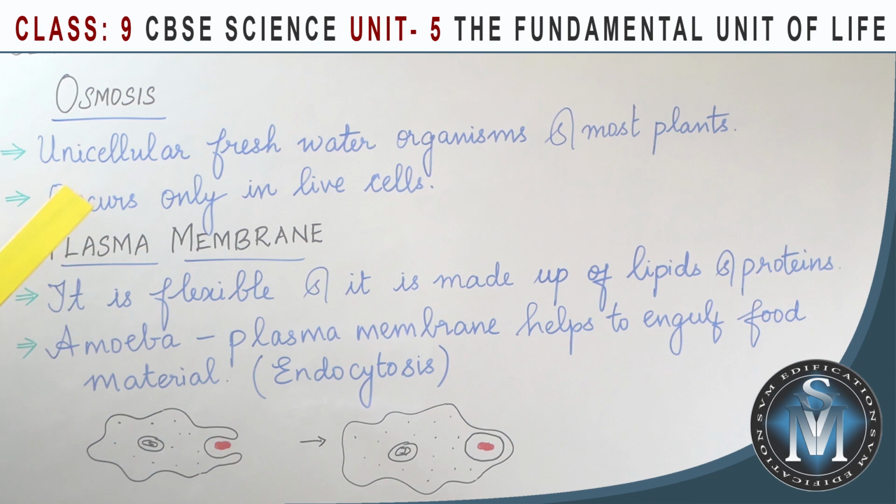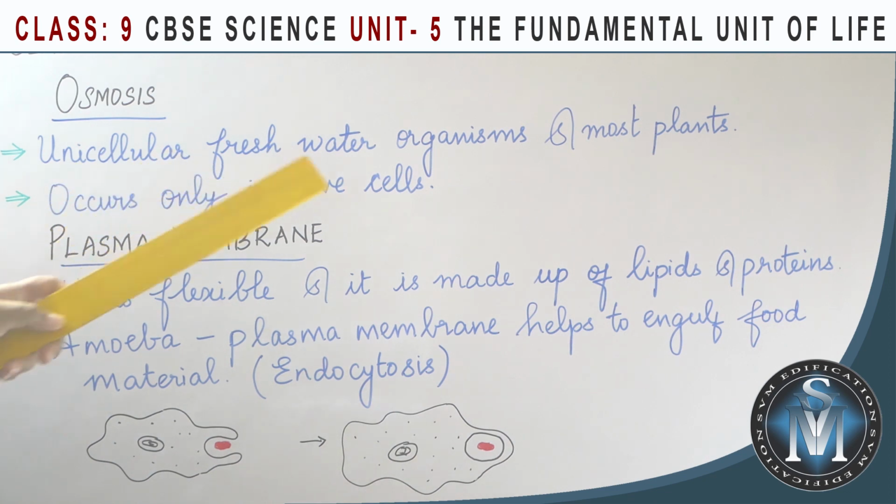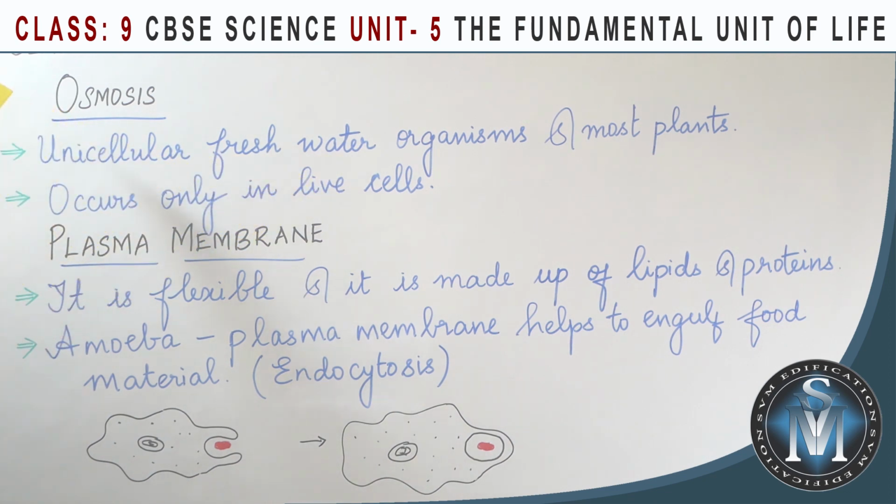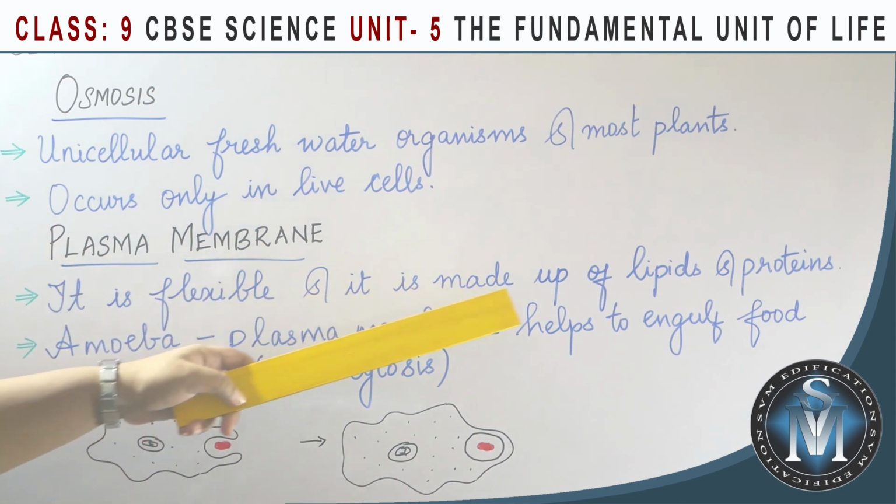In general, unicellular freshwater organisms and most plants absorb water through this process called osmosis, and this osmosis process occurs only in live cells and never in dead cells. Speaking about plasma membrane, we'll see the other features of plasma membrane. Plasma membrane in general is flexible and it is made up of lipids and proteins.